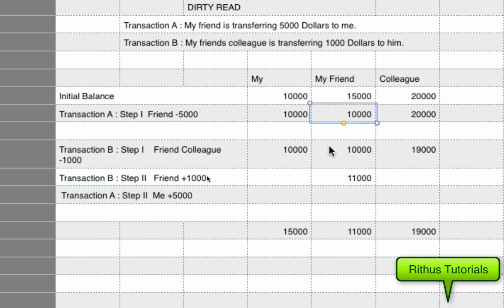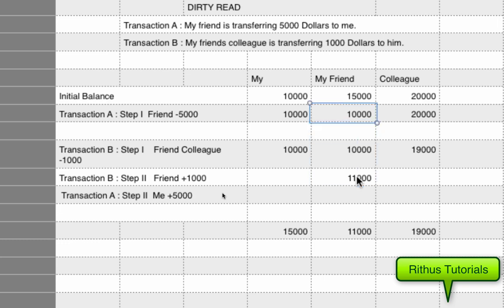Dirty read happens when a transaction reads a value which is updated by another transaction which has not yet completed. So transaction A is not yet completed. It still has certain steps to complete, but transaction B is already reading the value for that particular thing. This is called a dirty read. So how do we prevent this?